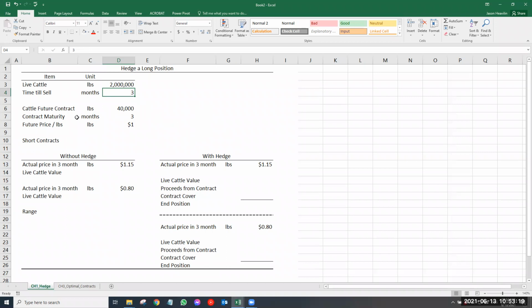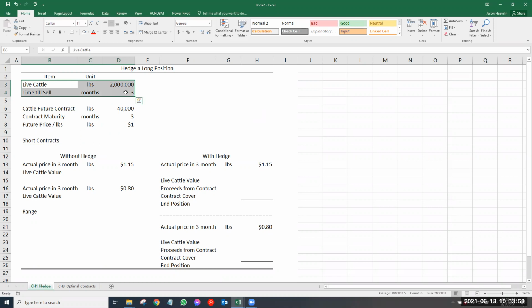So the farmer finds that there are future contracts on cattle. Each contract covers 40,000 pounds. It is for 3 months, which is desired because it matches the time frame. And the future price is $1 per pound. That's the price the contract says. That means that if you get into this contract, you agree at a price of $1, regardless of what the market price is.